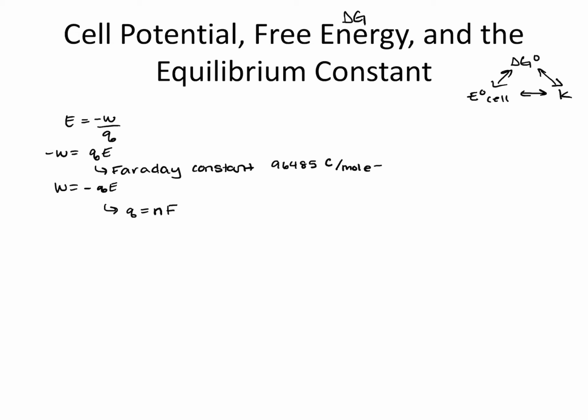So when current flows, some energy is always inevitably wasted because you have frictional heating. So you can never really get the max amount of work. In any real situation, in any real spontaneous process, the actual work is always less than the calculated maximum. So the actual work done is given by work is equal to negative QE.